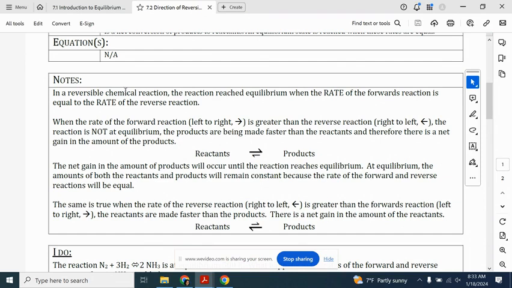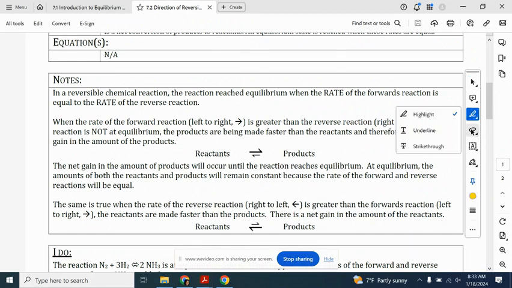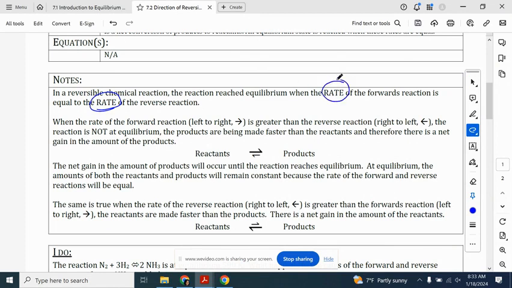In a reversible chemical reaction, the reaction reaches equilibrium when the rate of the forward reaction is equal to the rate of the reverse reaction. And remember, it's these rates that we're worried about, not quantities. When the rate of the forward reaction, left to right, is greater than the reverse reaction, the reaction is not at equilibrium. The products are being made faster than the reactants, so there's a net gain for the products.